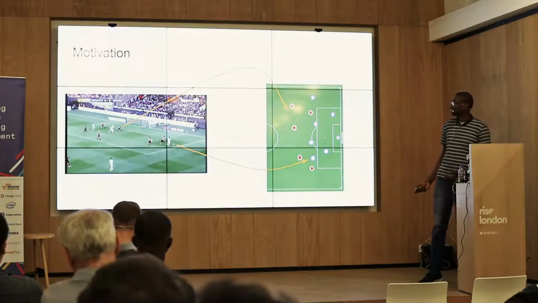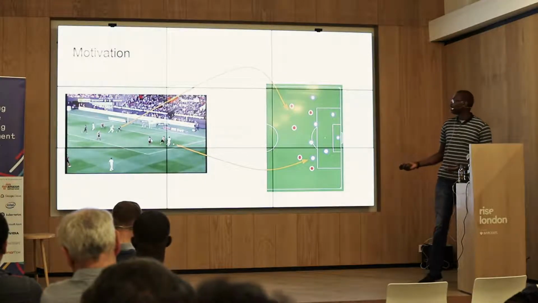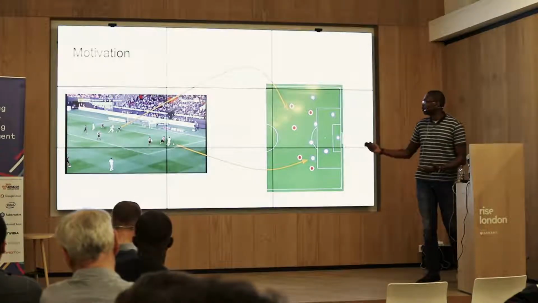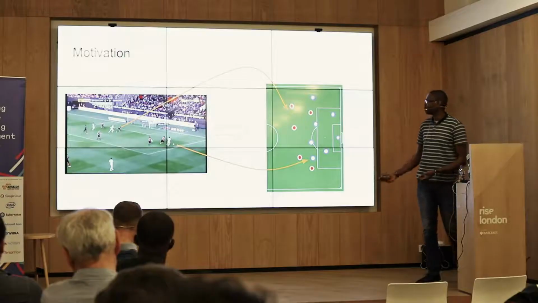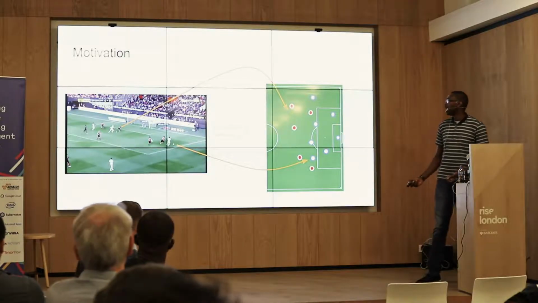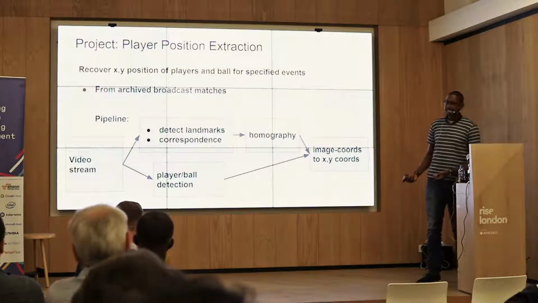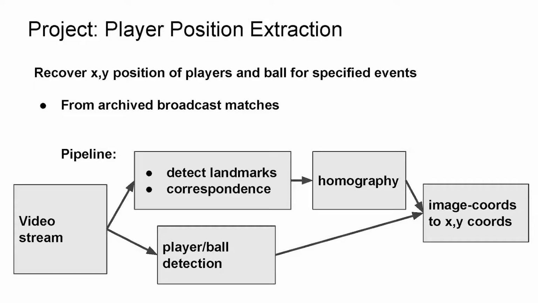So going on to the motivation, the idea is quite simple. We have goal side events, usually goal scoring opportunities, and we want to get the player positions from them. This is simply called player position extraction. I want to recover the player positions for specified events, again effectively goal scoring opportunities.